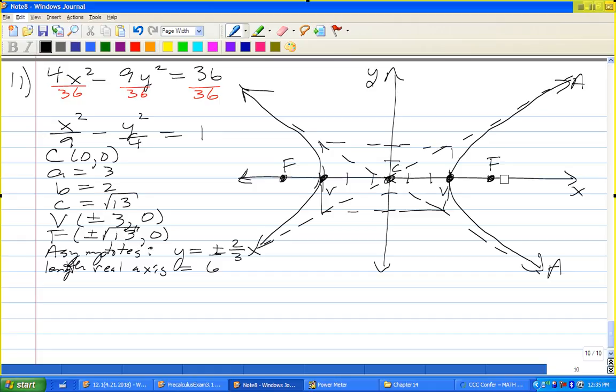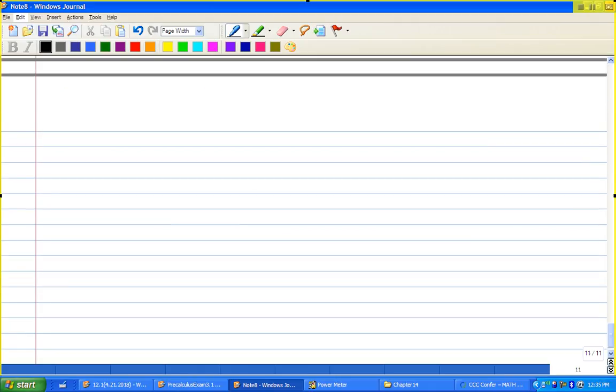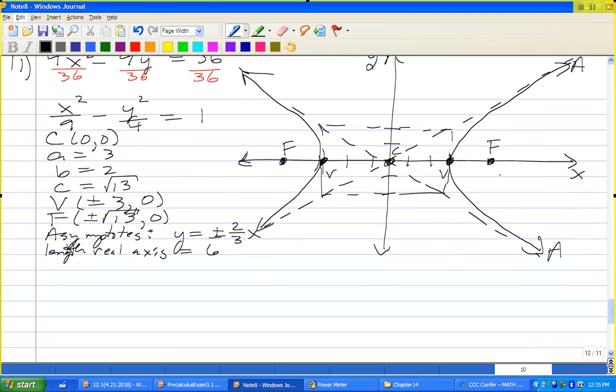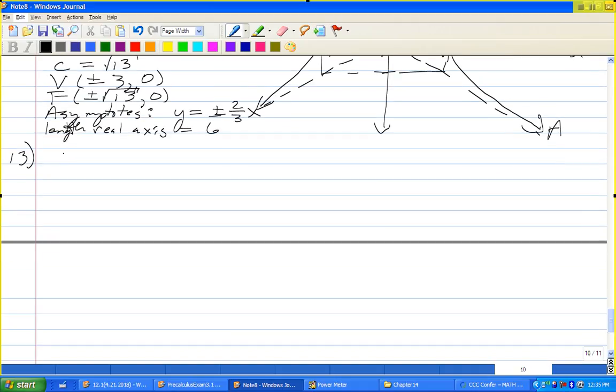Okay, 13. x plus 2 squared over 25, y minus 1 squared over 16 equals 1.